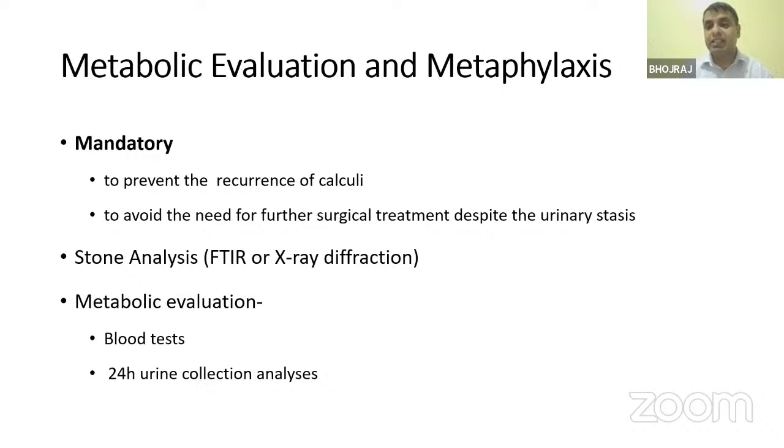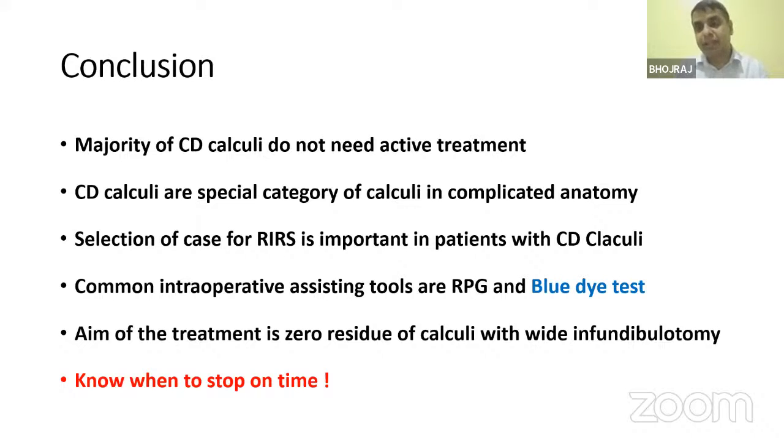Some of the investigations will yield really good results: hyperuricosuria, gouty diathesis, hyperoxaluria, hypocitraturia. All those cases we can pick up from this group of patients also. So by this, I have reached my conclusion.